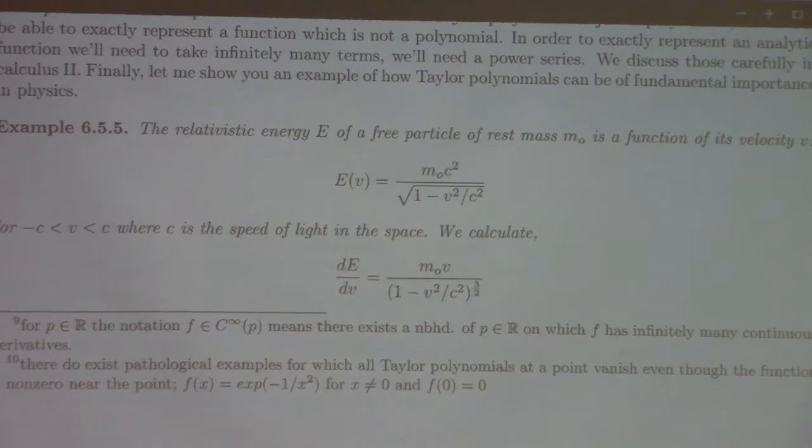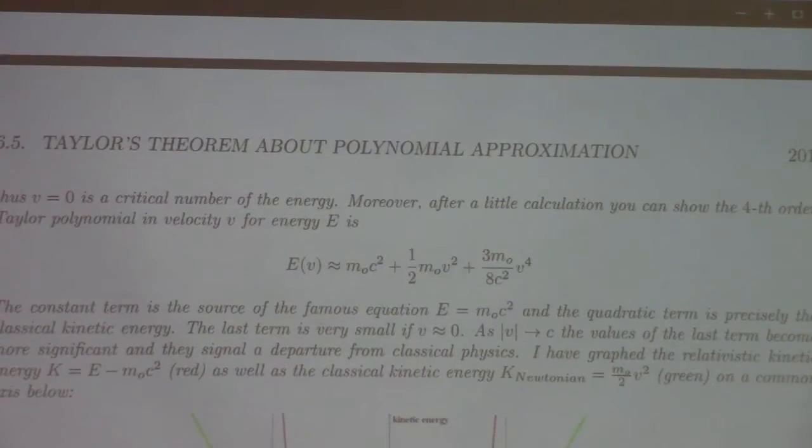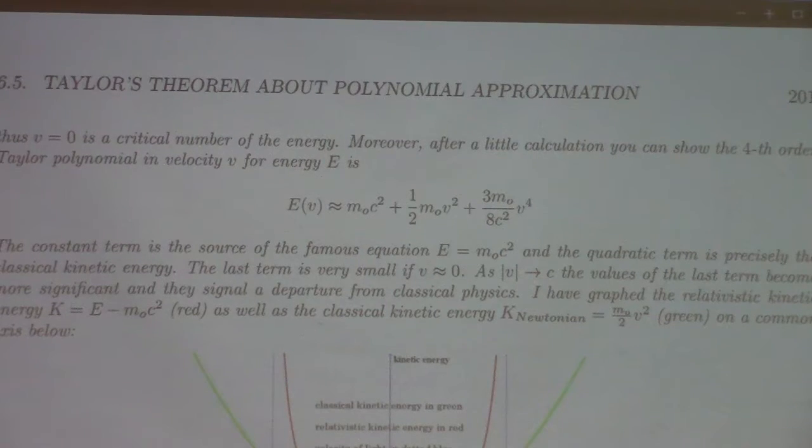The relativistic energy of a free particle of rest mass m naught is a function of its velocity v according to this formula. This is the relativistic energy. v is the speed of the particle, c is the speed of light. You differentiate this thing, you get that, you differentiate it again. Anyway, long story short, here is the fourth Taylor polynomial of the relativistic energy.